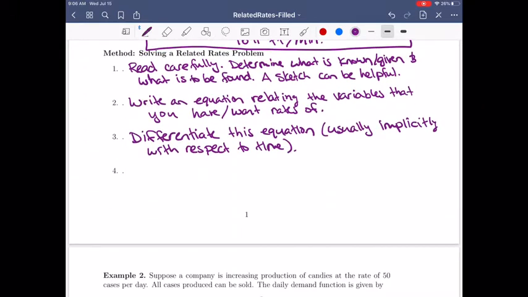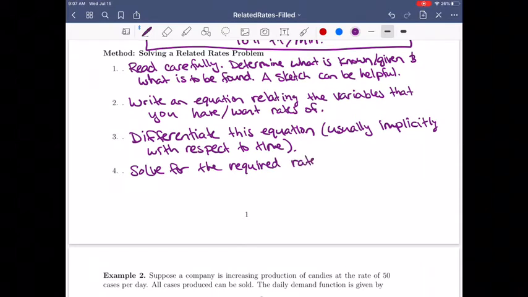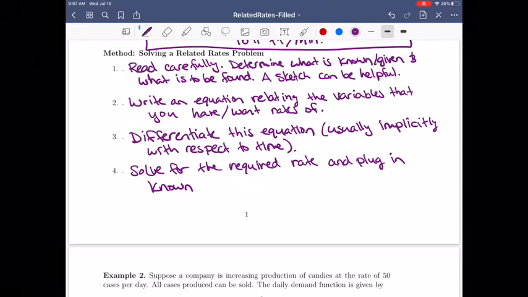Okay, so we differentiate this, and then we are going to solve for the required rate and plug in known quantities. So you can't plug in things too early, or your derivatives will go to 0. You have to take the derivative first before you plug in, unless they're constants. If things are changing, you don't want to plug in the value that they're at any time until after you've done the derivative. Okay, so that's the idea.